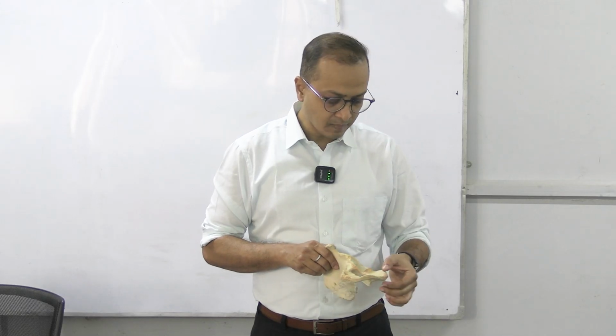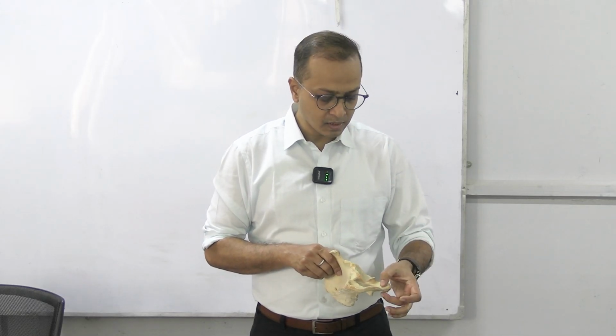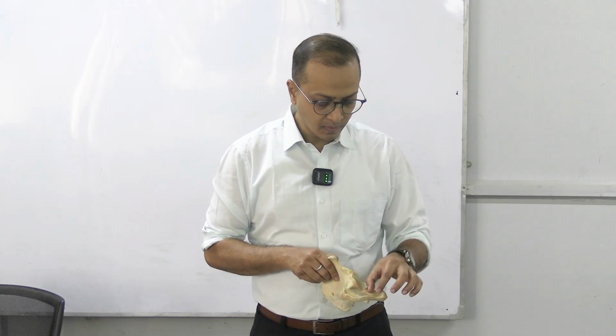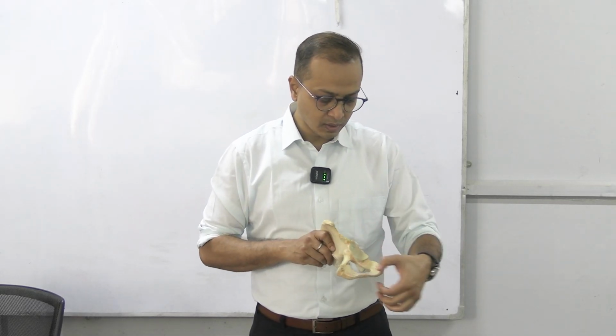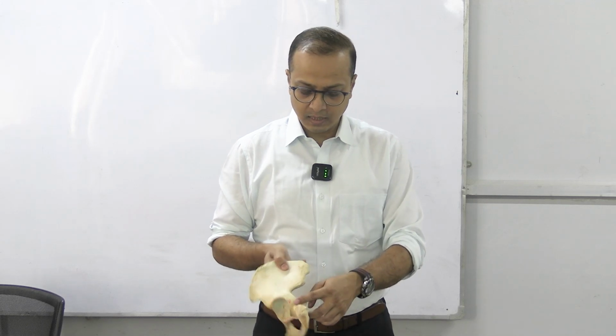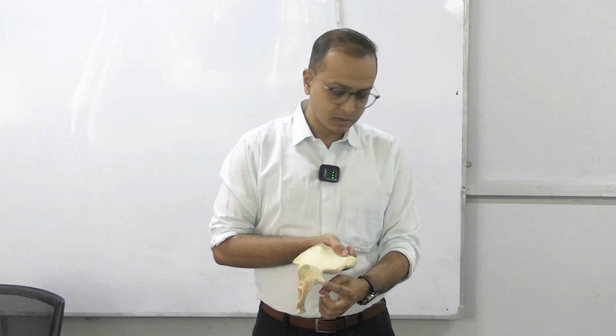Now the ischium bone has a part we call the ischial tuberosity, which is part of the body, and then we have the ramus joining over here. Together we call them the ischio-pubic rami, the lower rami. From the back side, the ischium bone has a projection known as the ischial spine.